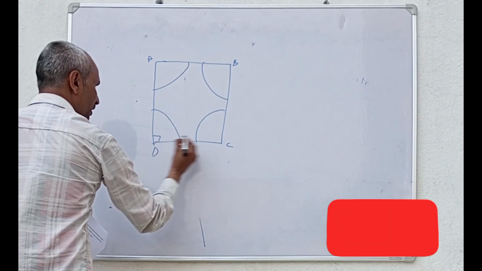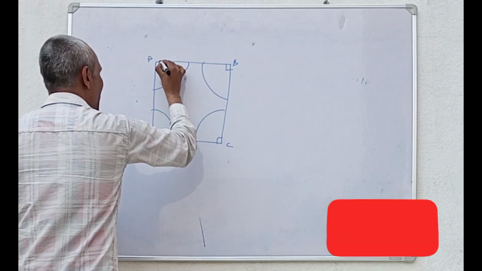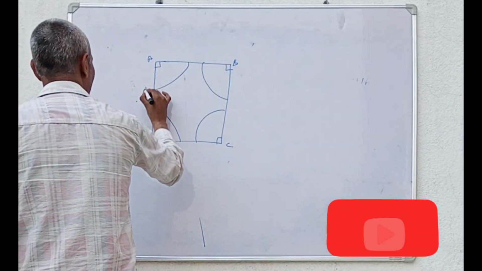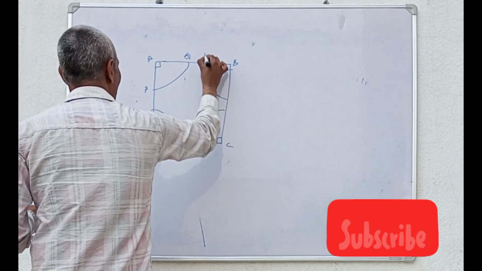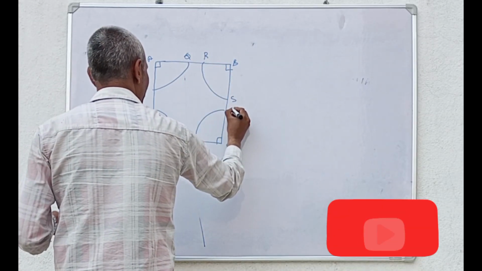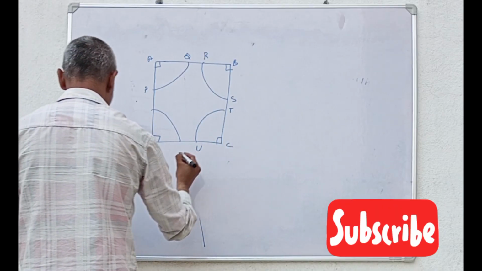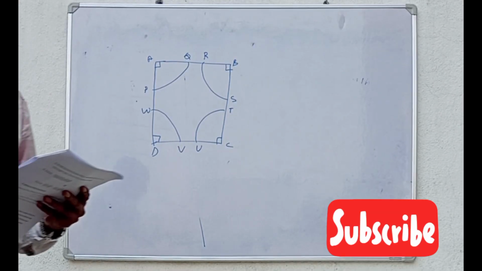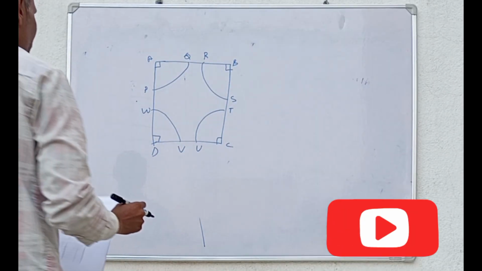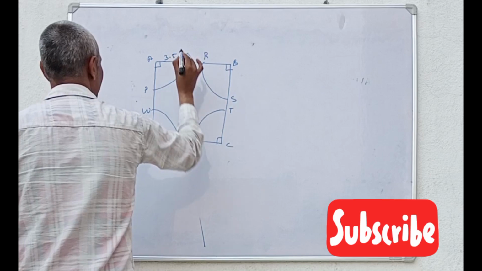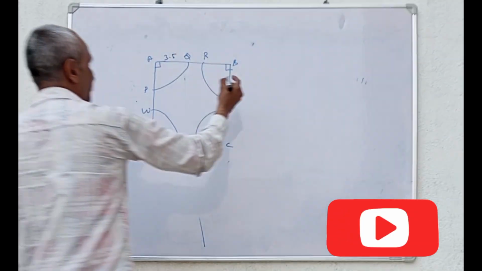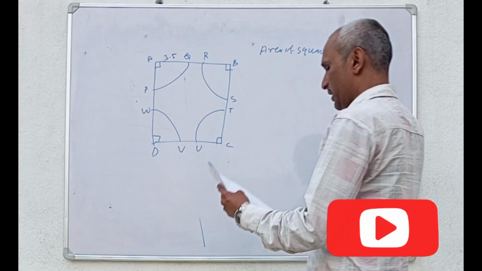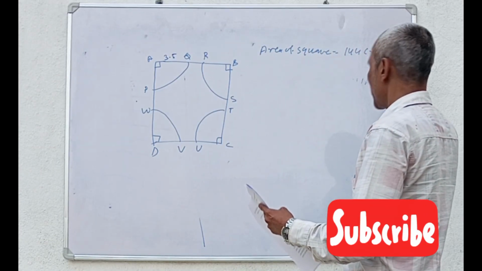This you know, in a square all the angles are 90 degrees. Here names are given: here P, here Q, here R, here S, here T, here U, here V, and here W. The question is written: the radius is 3.5, and the area of the square is given as 144 centimeter square.